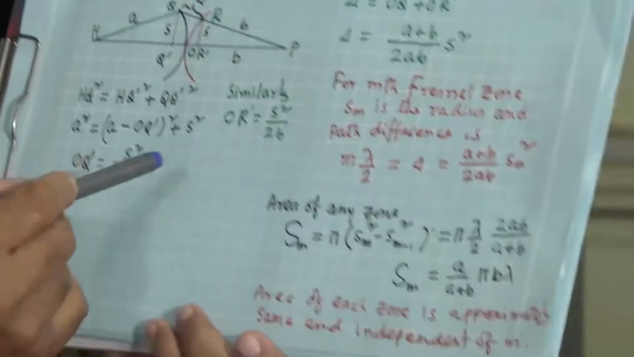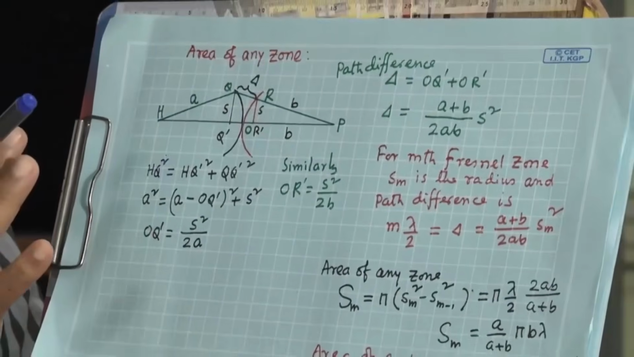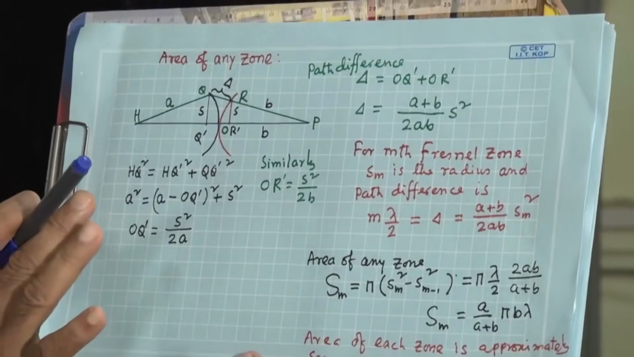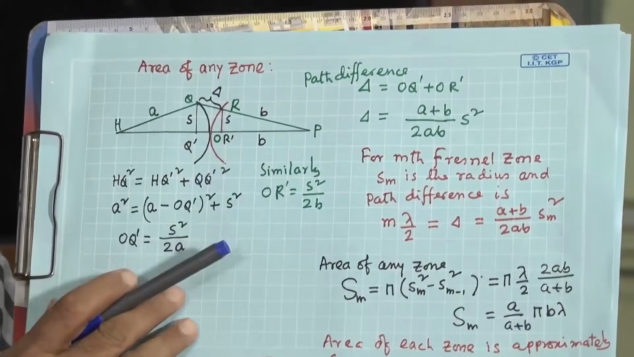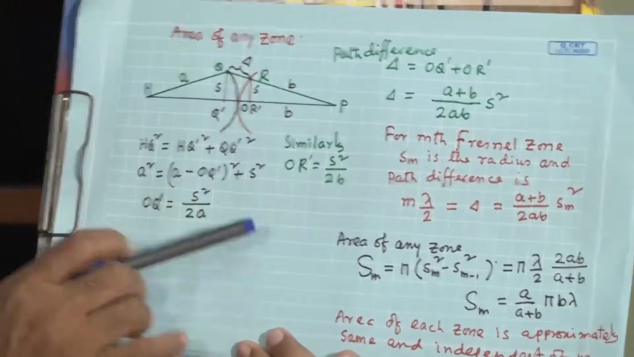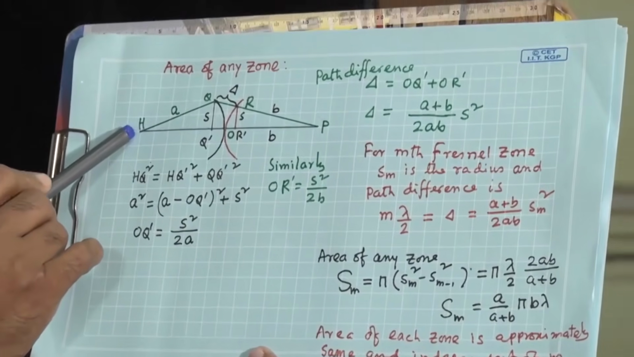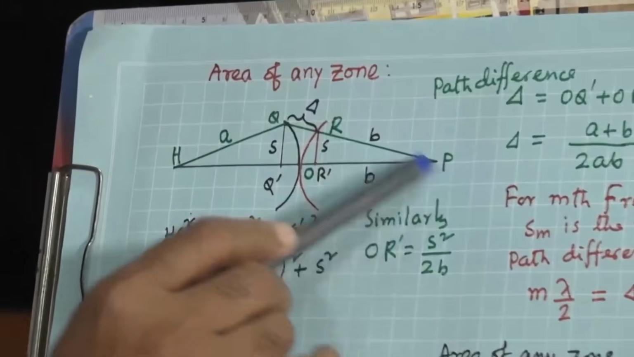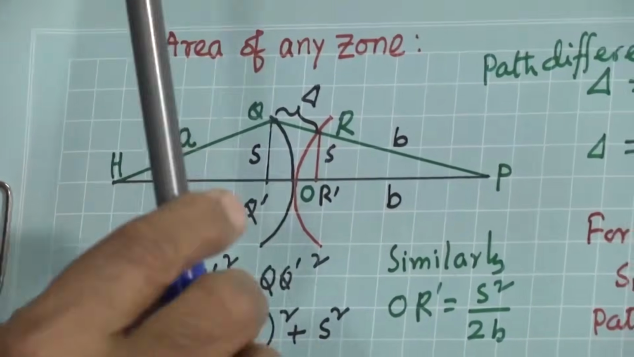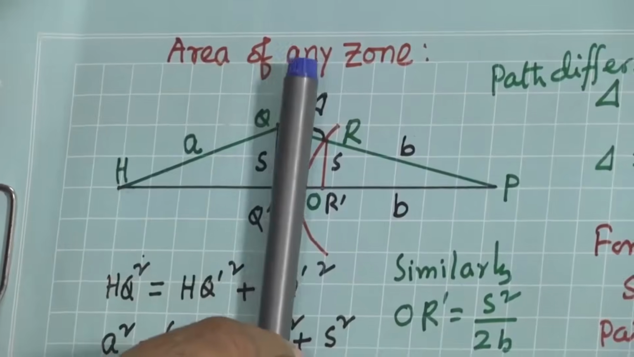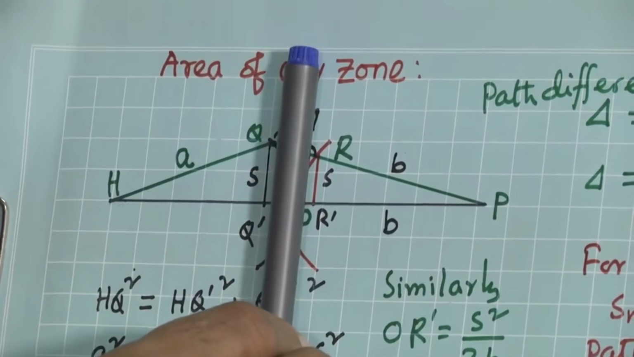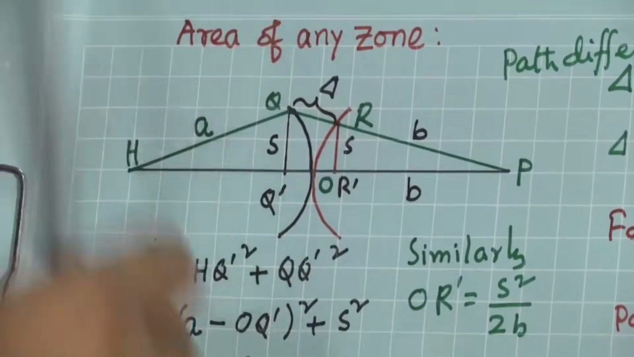Then what I can do, I want to find out the area of each Fresnel zone, not zone plate, zone. So, this is the source, and this is the screen, and this is the circular aperture, meaning a circular wavefront. Wavefront in circular shape.